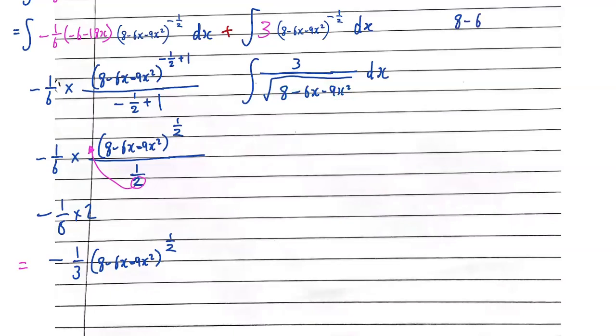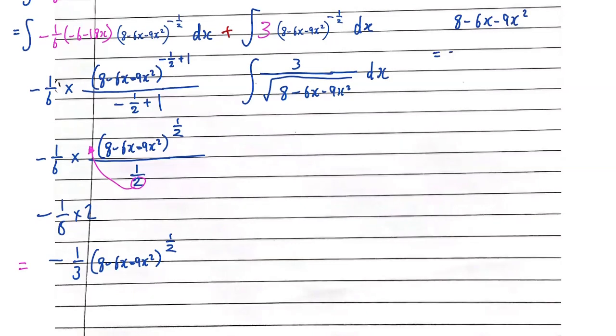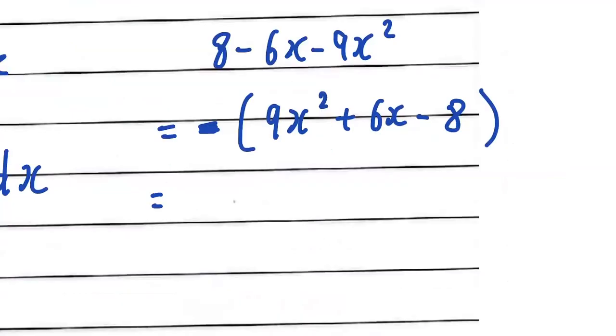8 minus 6x minus 9x square. Okay, this one, I don't like it when it's written with a negative coefficient. So I'm going to factor out the negative sign first. Then I get 9x square plus 6x minus 8. Then what else? I also noticed that there's a coefficient 9. I don't like the coefficient 9 when I try to complete the square. So I'll factor out the 9, and I'll get x squared plus 6 over 9. Simplify, you get 2/3 x, minus 8.